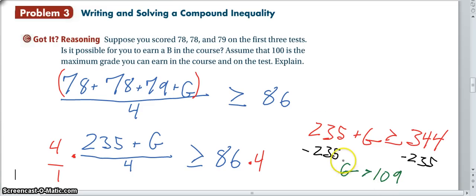And can you score more than 109 points on a test? Or actually greater than or equal to? No. So really the big answer to the question is no, you cannot get a B. If those first 3 grades were a little bit higher, you might be able to, but with the grades as they stand, you would be unable to get that B.